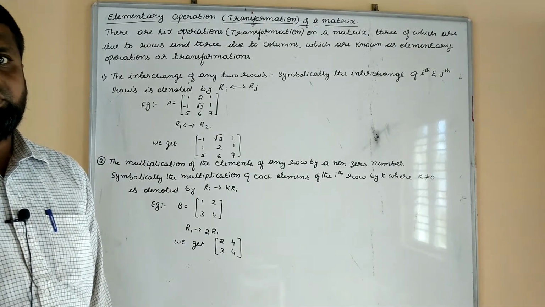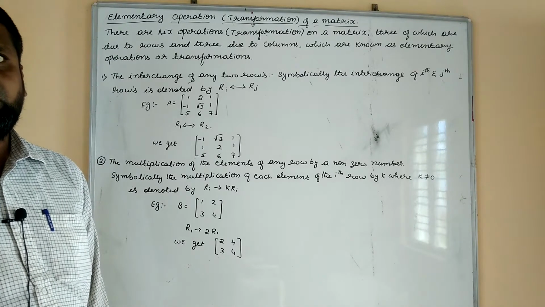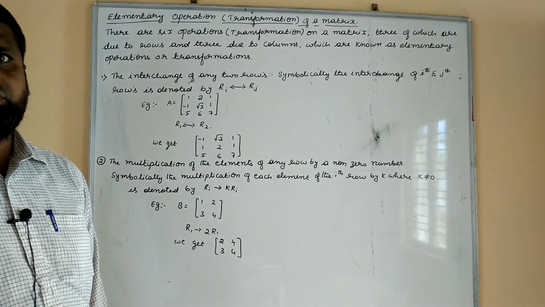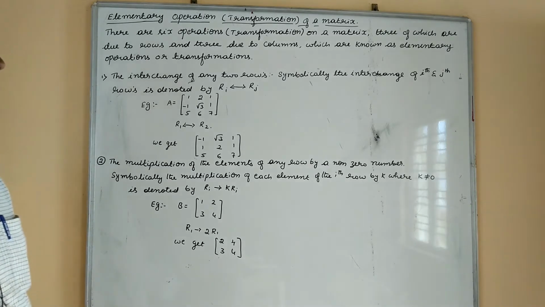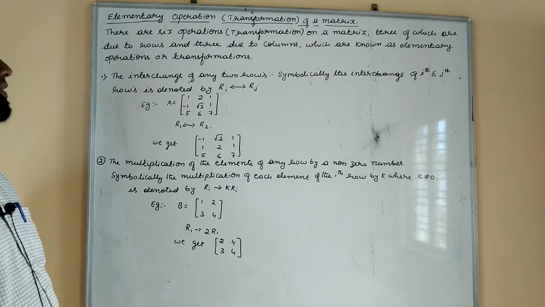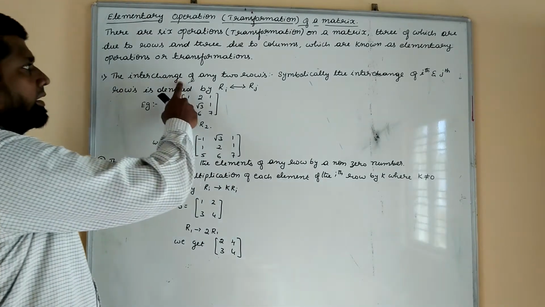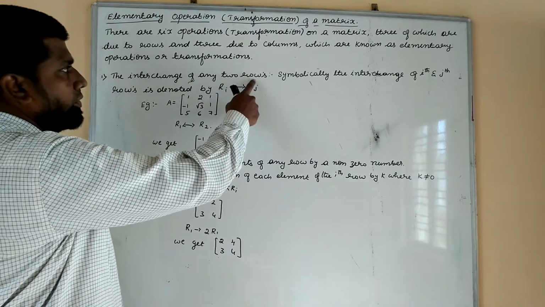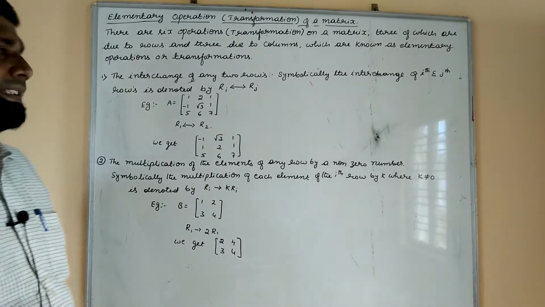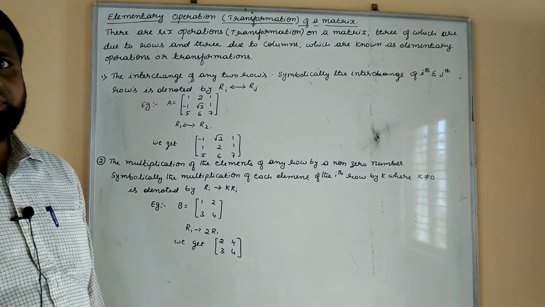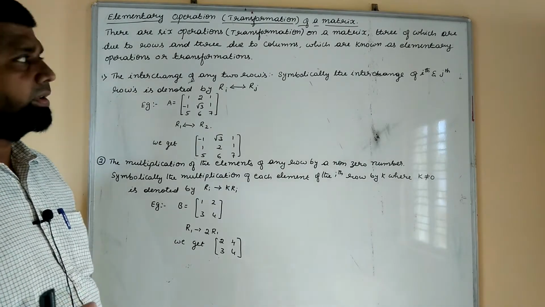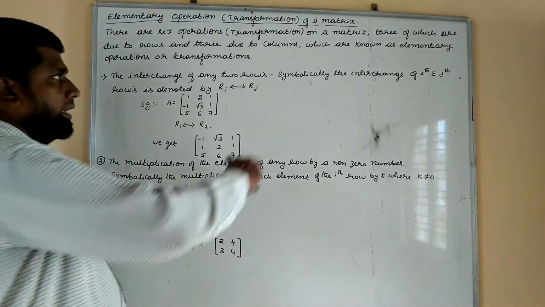The 3 operations on rows: if you learn on the rows, you can solve by taking the rows. If you learn the columns, by choosing the columns, you can solve the problems on those operations. So the first operation is the interchange of any 2 rows. So he has given the matrix. In that matrix, we are going to change the rows, interchanging 2 rows. That is the first operation.